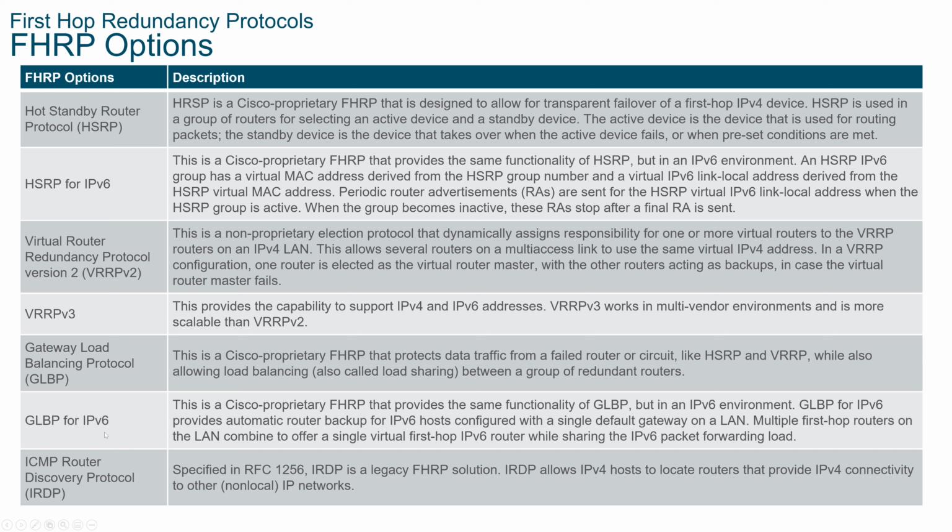GLBP for IPv6 is basically the IPv6 version of GLBP, just like the IPv6 version for HSRP.